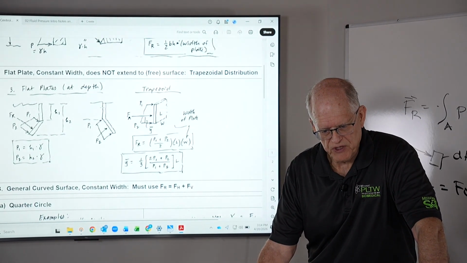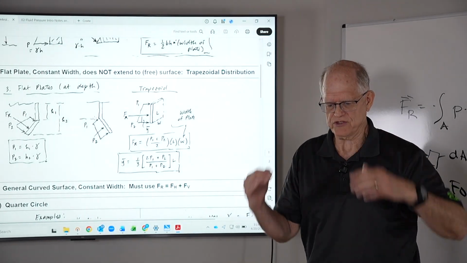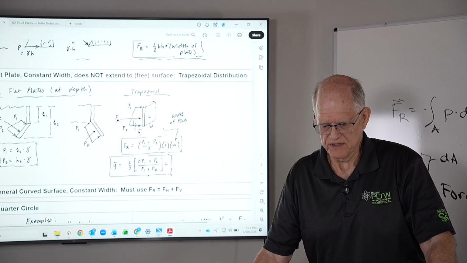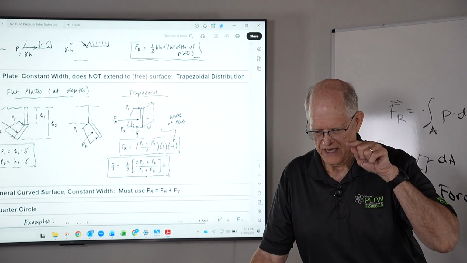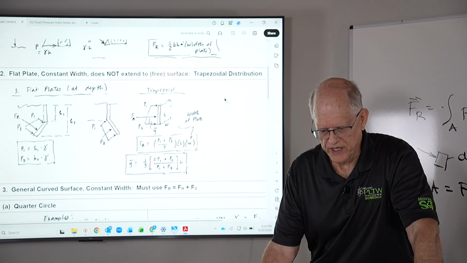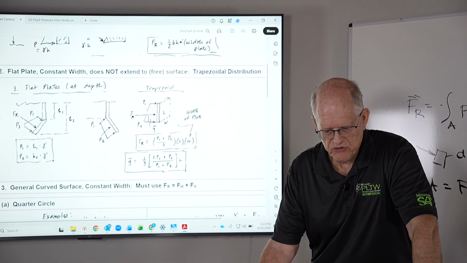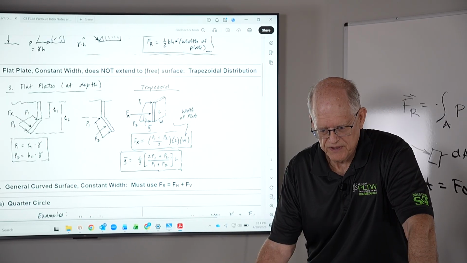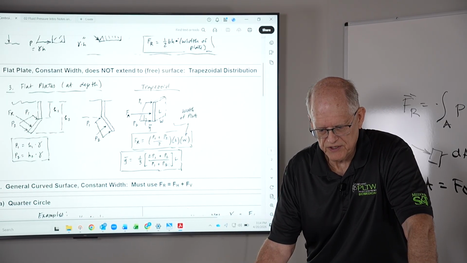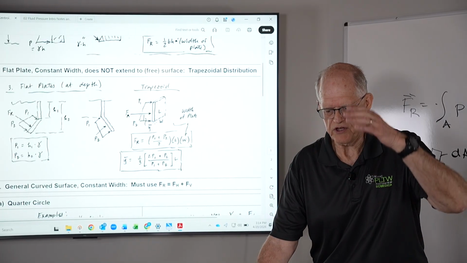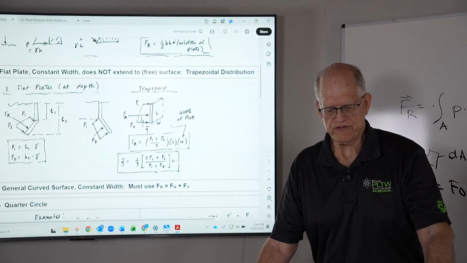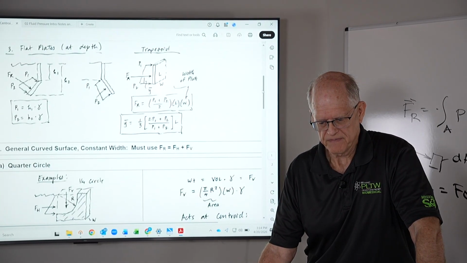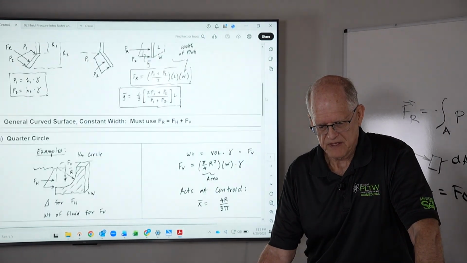For a trapezoidal distribution, for a flat plate that doesn't come to the surface, the area is the average of P1 and P2 times the length, and again times the width into the board. Don't forget the width. The centroid of a trapezoid is 1/3 of (2P1 plus P2) divided by (P1 plus P2), and all of that times L, which is the length of the plate. And you should remember these formulas or have them written down because, again, they occur a lot. So those are flat plates.